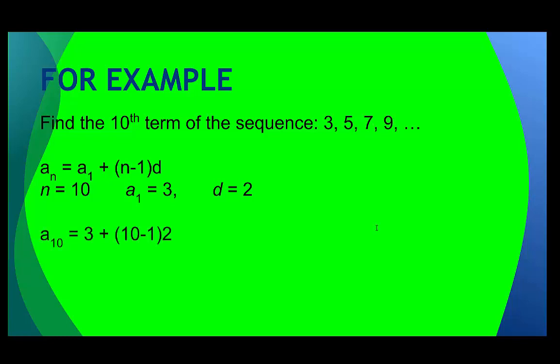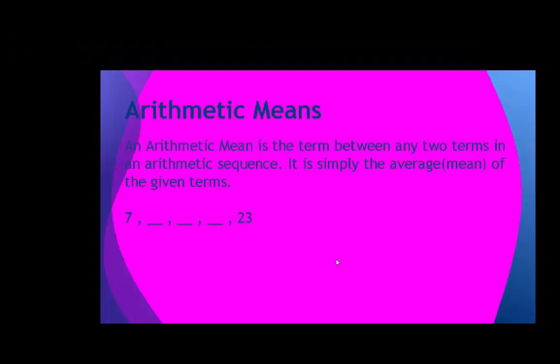Now that we substituted everything into the equation, we're ready to solve. 10 minus 1 will get you 9, 9 times 2 will get you 18, and then 18 plus 3 will get you 21. 21 is the 10th term of the sequence.